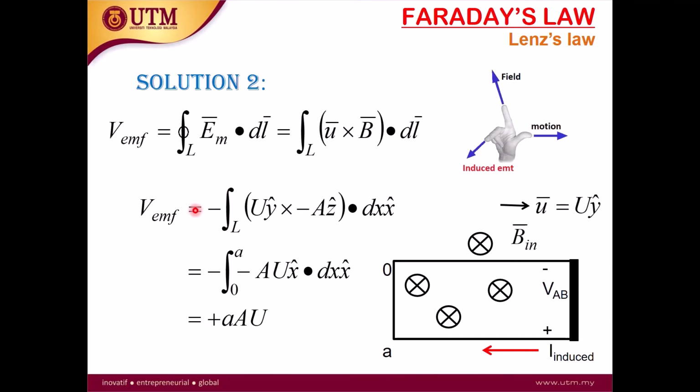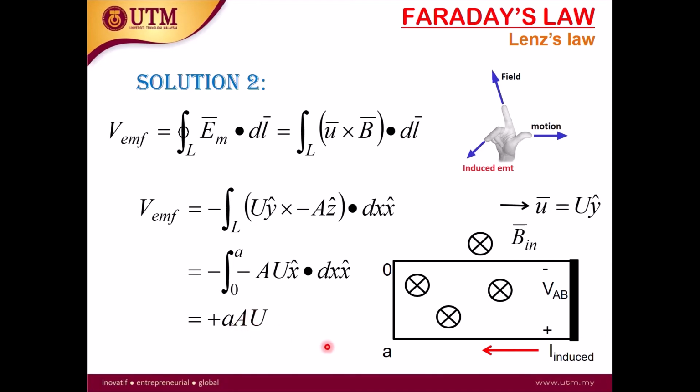Because the limit is always opposite direction to the direction of the current. So let's say the current moving in these directions, because the VAB is in this direction, so the current is moving like this. So the limit is opposite to the direction of current, so the limit should be A to 0. If the limit is from A to 0, no need to put negative here, because here we put 0 to A, so we need to put negative. Okay, that's the reasons. So the VEMF equal to positive AU.